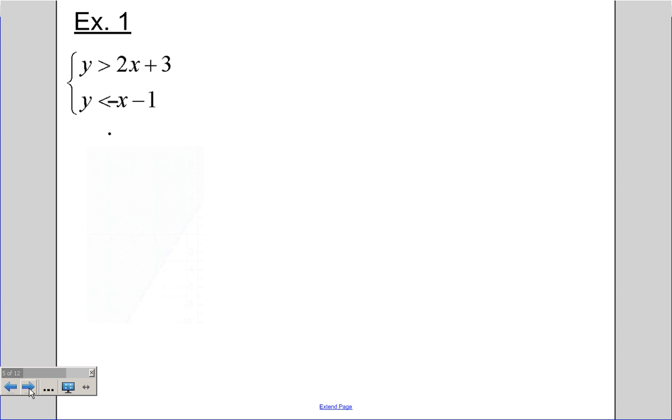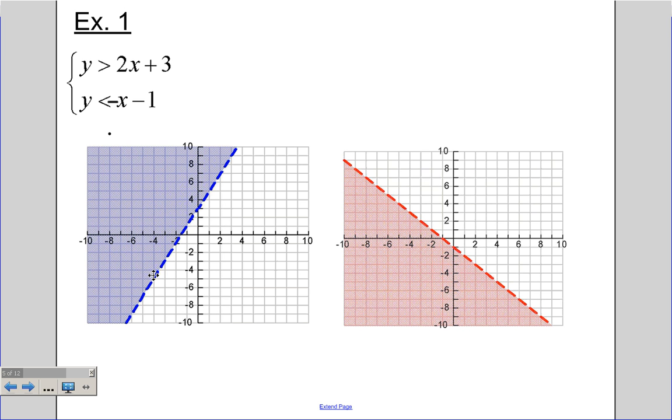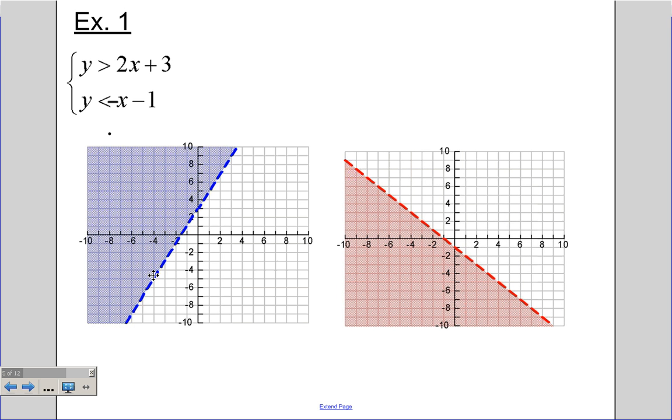The first one we're going to look at is y is greater than 2x plus 3 and y is less than negative x minus 1. The first graph we have is for y is greater than 2x plus 3. Shaded above, we have a dashed line for 2x plus 3. Our second line, y is less than negative x minus 1, also has a dashed line and is shaded below.